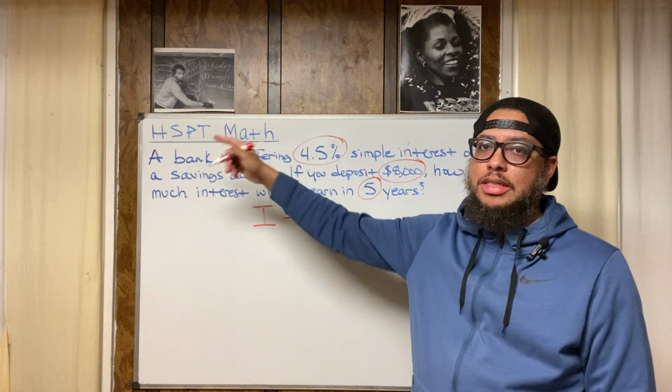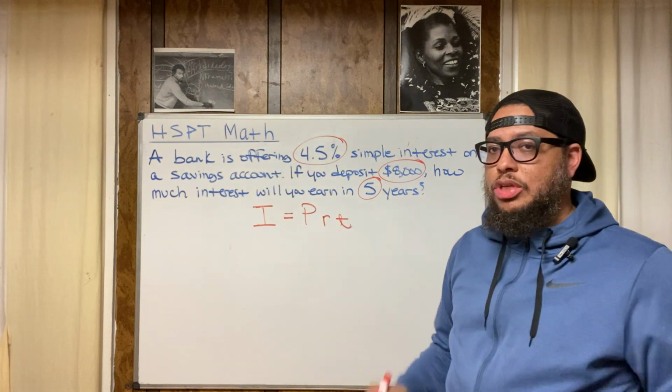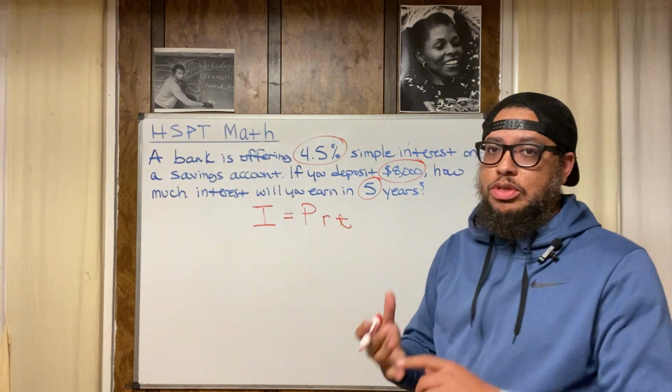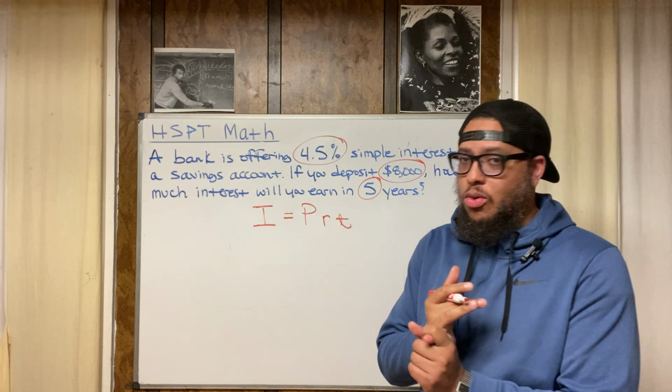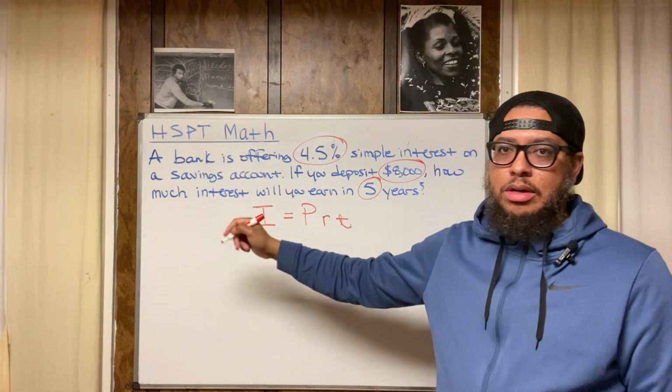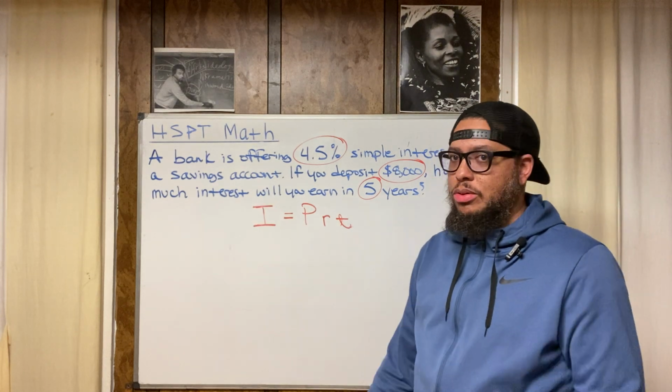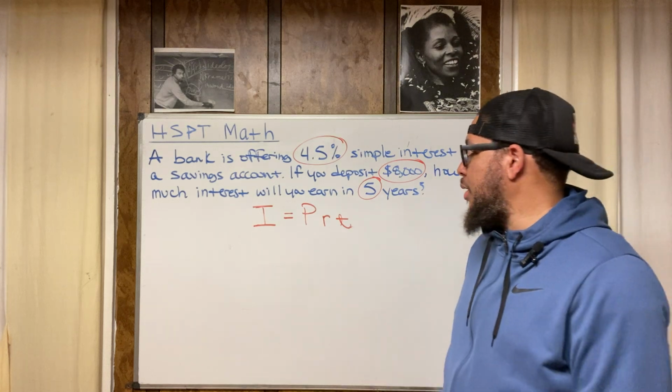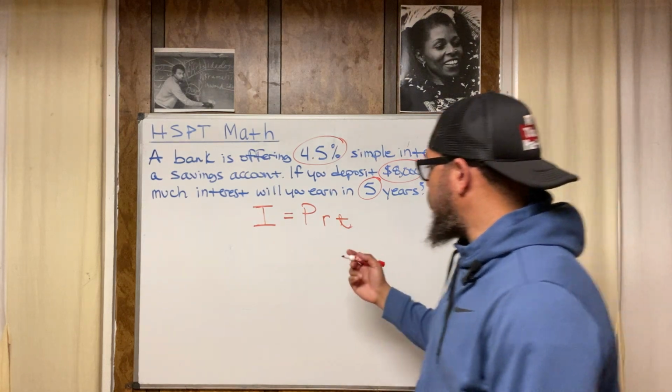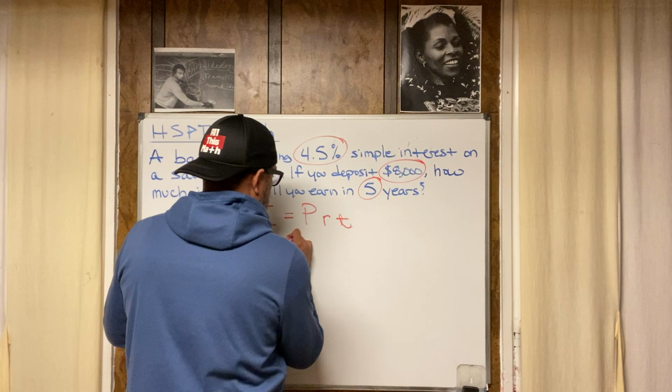But the HSPT does not allow the use of calculators. So you need to know how to either find these answers using a mental math technique or go old fashioned. Do some written multiplication on your paper, or what I might do on the board. But let's write it out, because we just want to know what the amount of interest is.